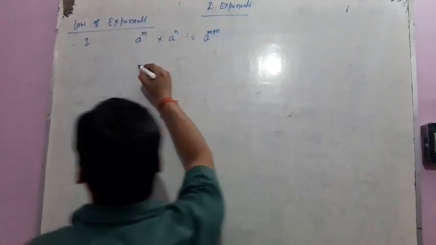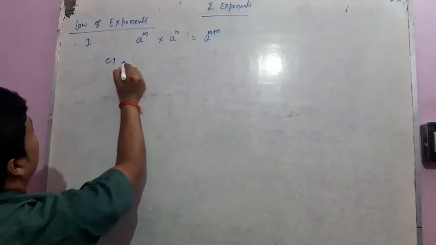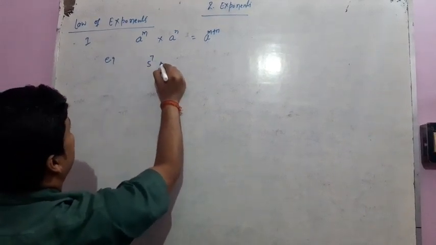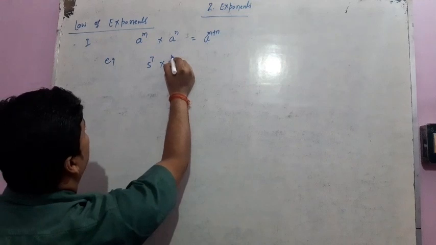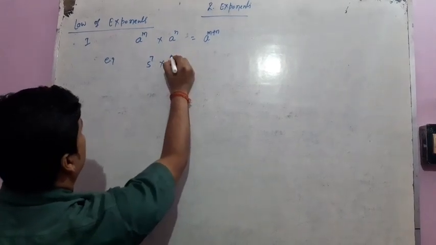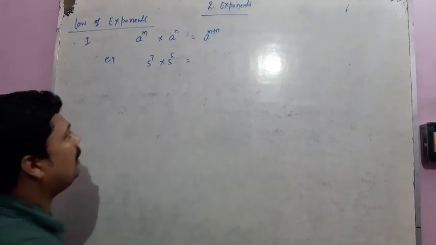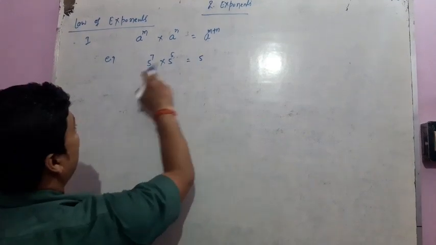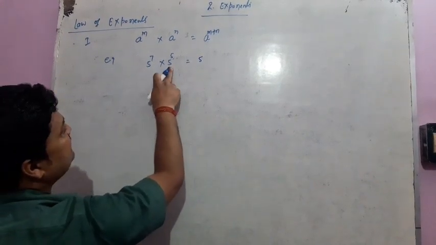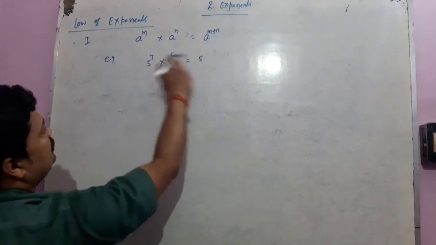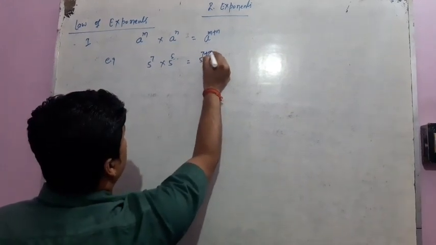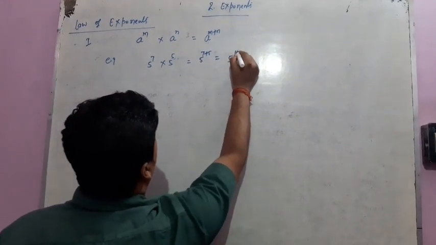For example, 5 to the power 7 and 5 to the power 5. To solve it, both numbers have the same base and they are in multiplication. So we have to add their exponents. 7 plus 5, that is 5 to the power 12.